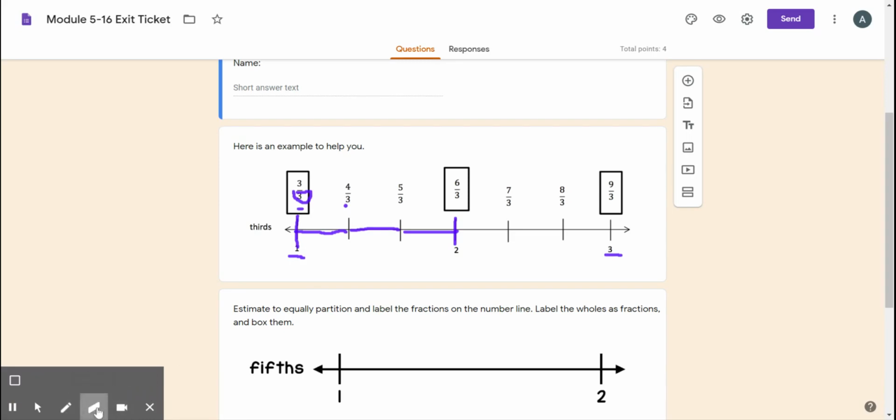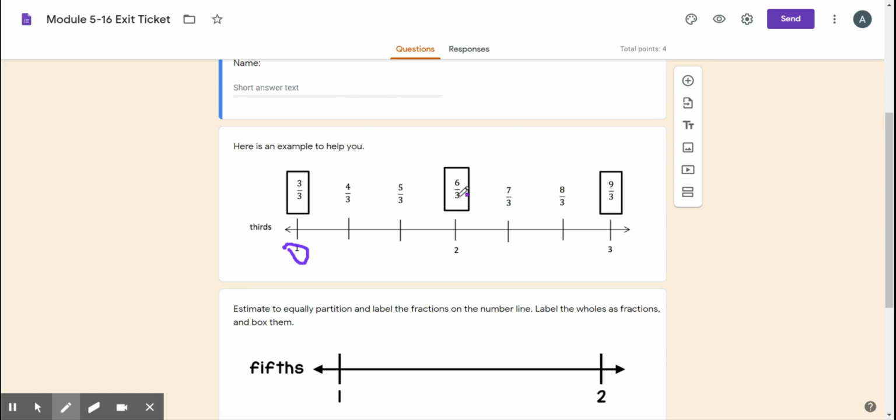We know that 1 here is the same as 3/3. Remember, we always want to completely fill our fraction when we have whole numbers. So 3/3. Then we're counting by thirds. So 4/3, 5/3, 6/3. So 2, our whole number 2, is the same as 6/3.